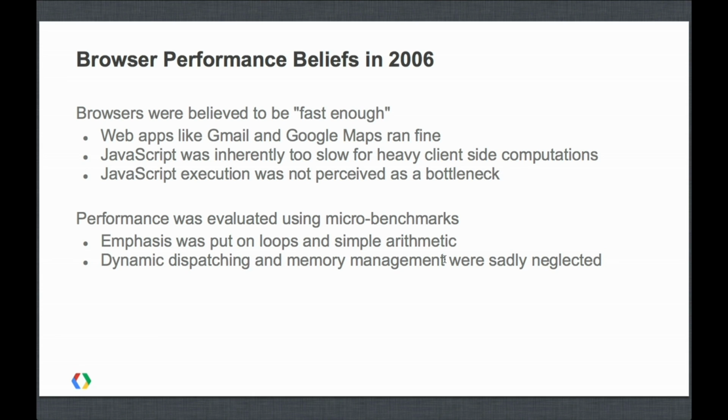They were okay with having more code running on the server side and having fairly limited amounts of logic on the client side. Another key thing for us when we started was that performance at that point was evaluated using very simple micro-benchmarks, where all the emphasis was put on simple loops with very simple arithmetic. Nobody paid any attention to the overhead for calling methods or how large applications would perform when it comes to memory management. People were spending all their time looking at small, simple loops and trying to make them run a little bit faster.